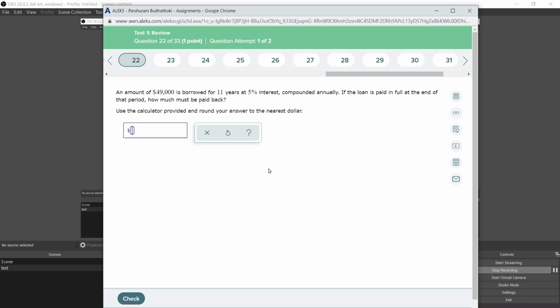Okay, so let's do problem 21. An amount of 49,000 is borrowed for 11 years at 5% interest compounded annually. If the loan is paid in full at the end of that period, how much would be paid back? Use the calculator provided here.